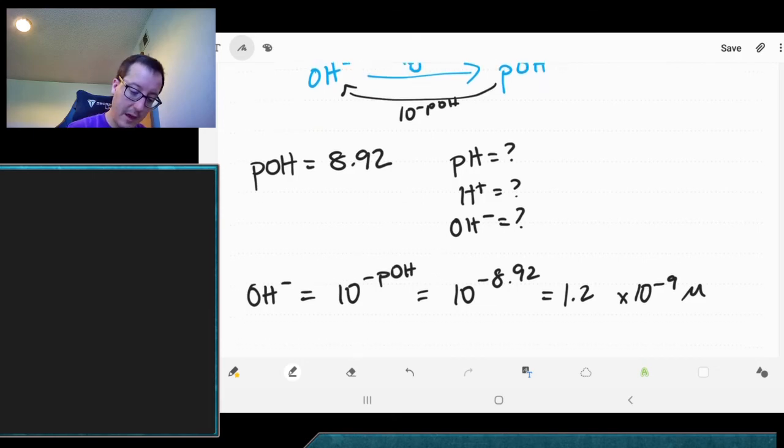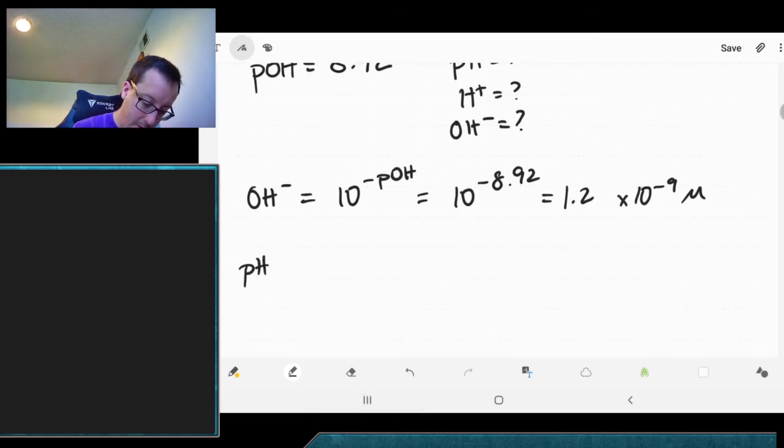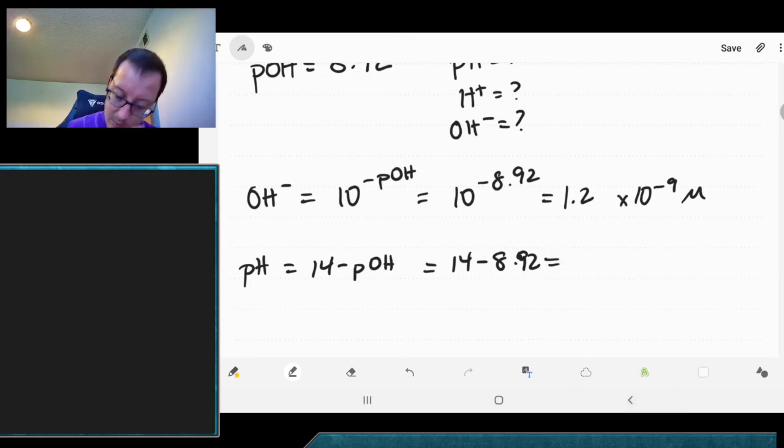All right, if we wanted to find pH, well, that would just be 14 minus pOH, right? If added together they're 14, I can just move the pOH to the other side. So 14 minus 8.92. Hopefully I don't need a calculator. 5.08.